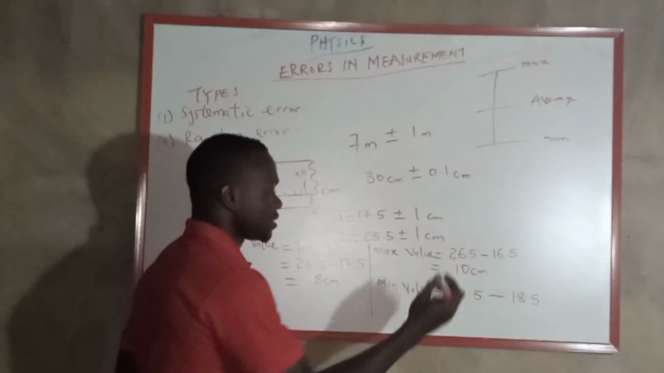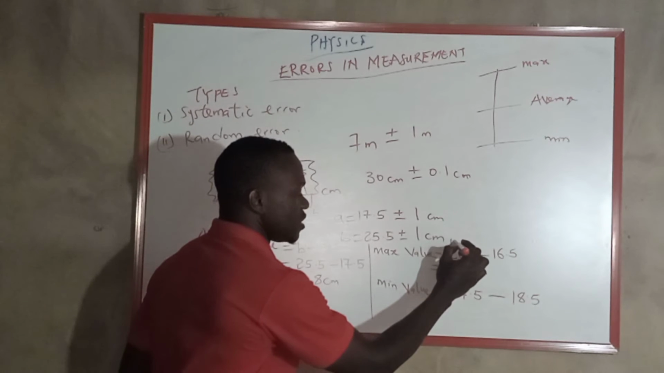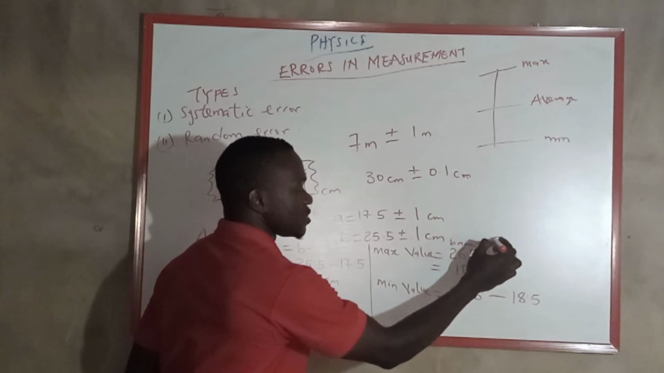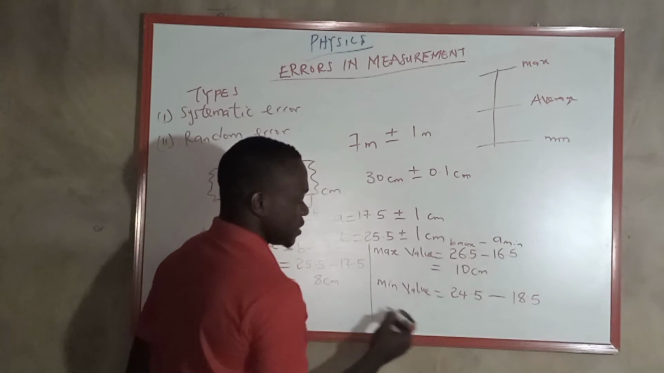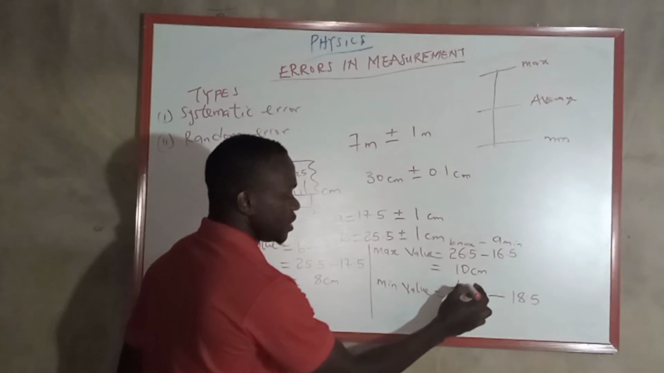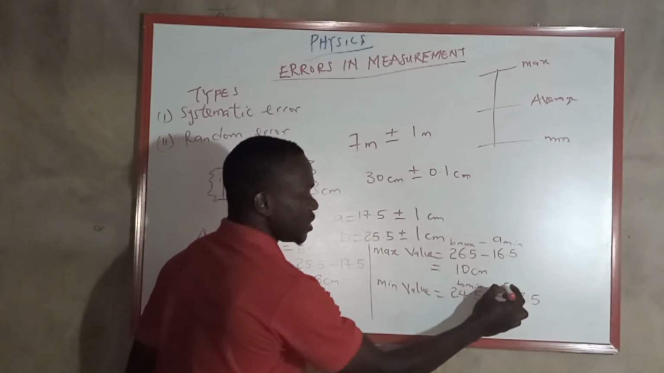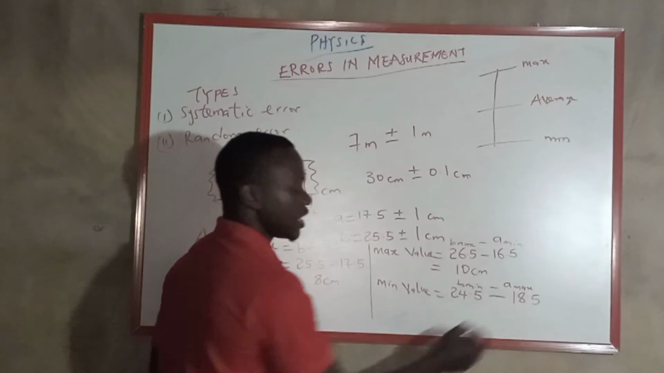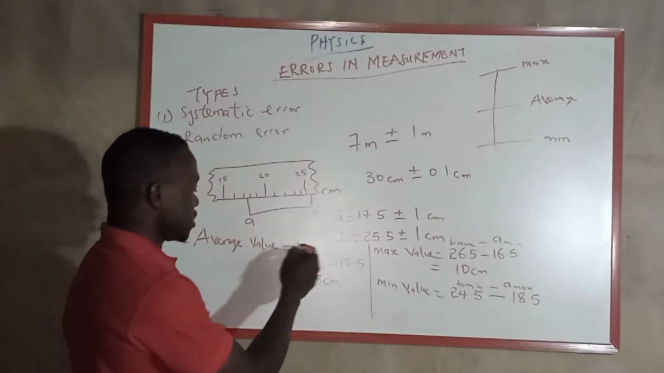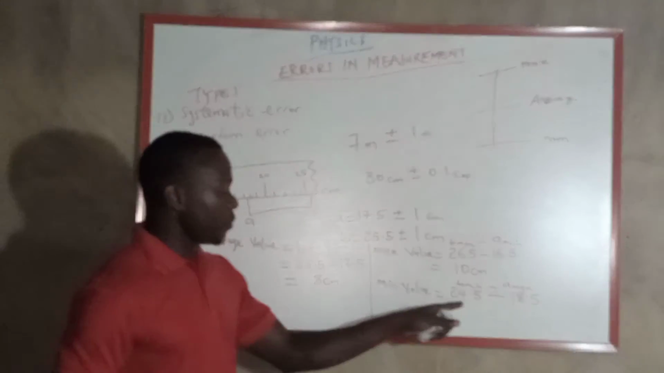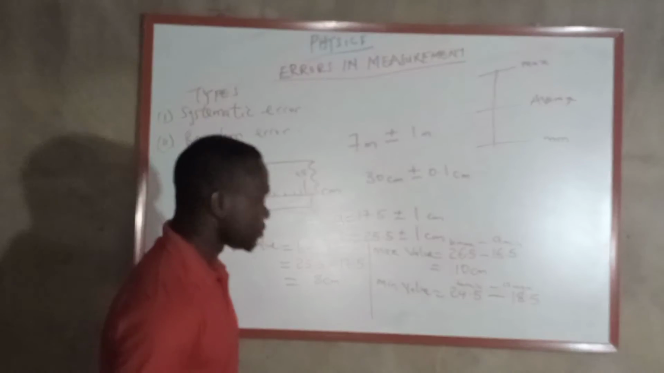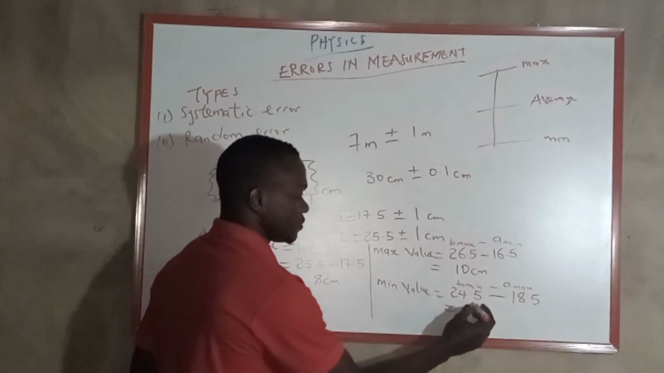I think I should write that. This is maximum, which is B maximum minus A minimum. Now for minimum value, we have B minimum minus A maximum. That's the formula we are using. While the average value is just B minus A. So 24.5 minus 18.5, we have 6 cm.